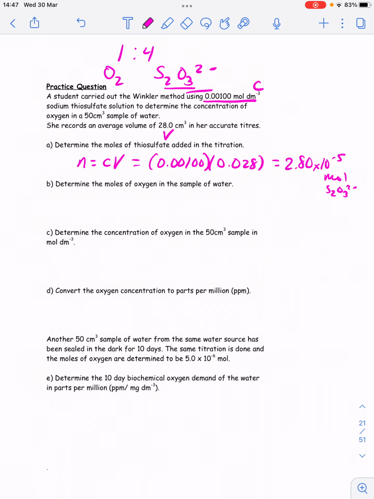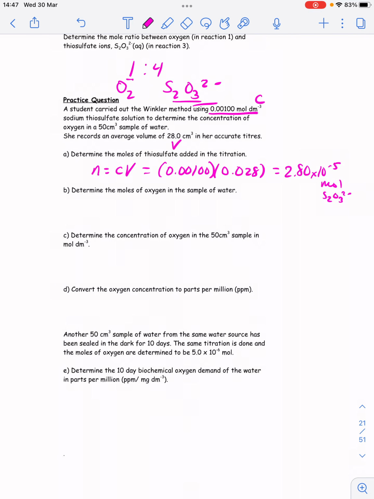S2O3. Now with that 1-to-4 ratio, I can see that the oxygen is going to be 4 times less. So if I divide that by 4, if I set up my ratio, 4 S2O3 react with 1 O2, I'm going to end up with 7 times 10 to the minus 6 moles of O2. So that's the answer to part B.